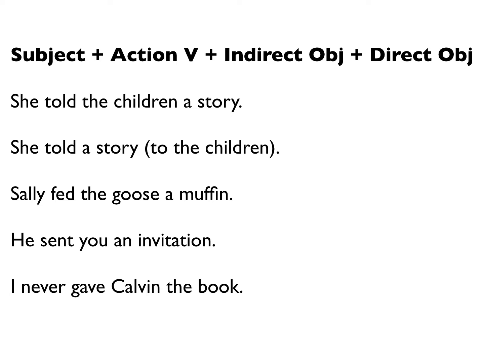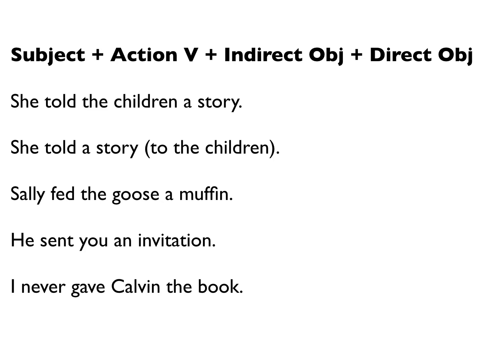Okay, you already know about the direct object. We talked about that. We said that the direct object answers the question what or who. She told what? A story. Now, the difference between a direct object and an indirect object is the indirect object actually gives us more information about the direct object. I guess that's why we call it an indirect object.